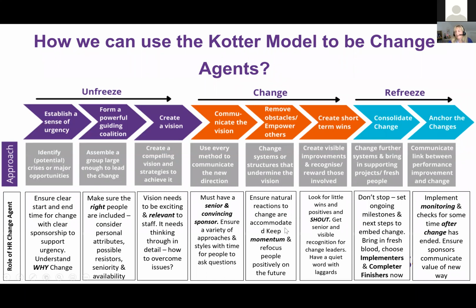This piece here is about making sure that we keep momentum, because this is what happens. And that's why I'm saying here, if you keep momentum and refocus people, shout about the short wins and then turn it into business as usual. So don't stop once you've started to get the first bit to work. Make sure you are embedding the change. And that's where I think use those different people with different skills, bringing implementers and completer finishers to drive through. How can you use it?